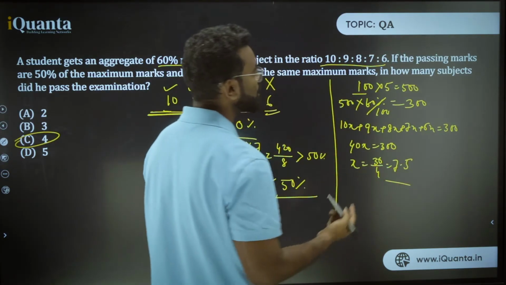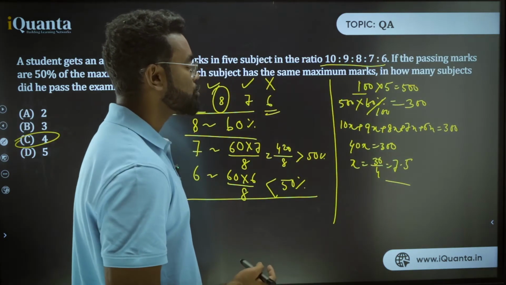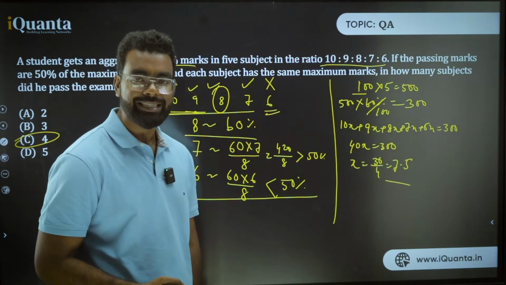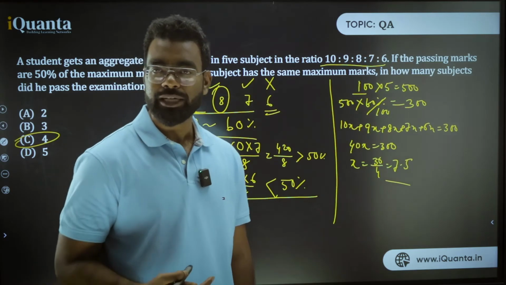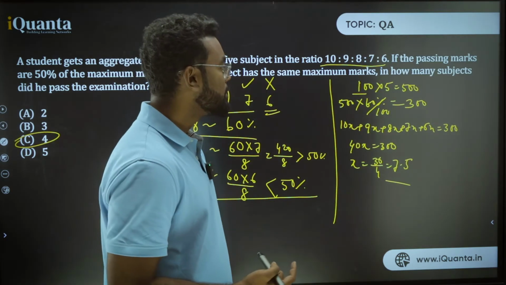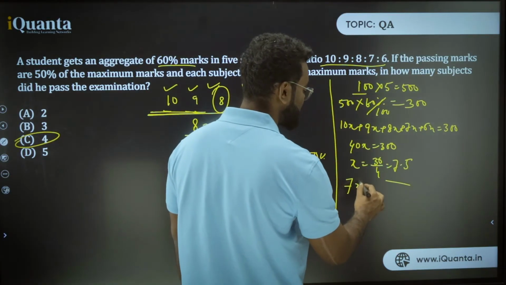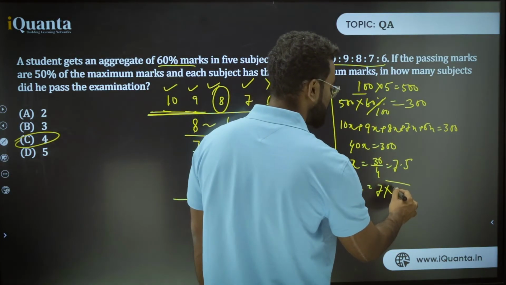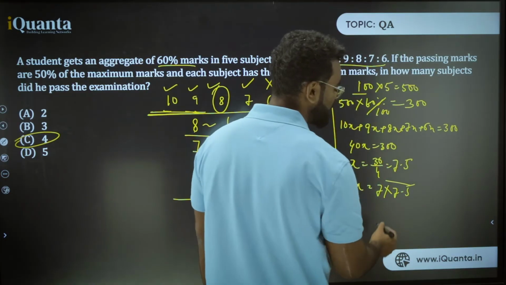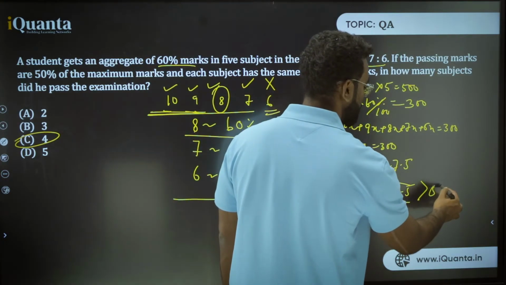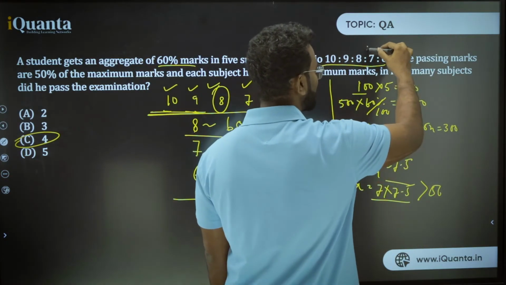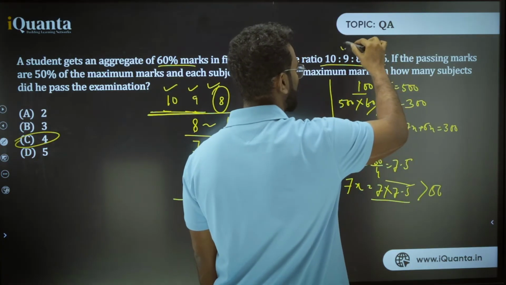Now you can find all the values of 10x, 9x, 8x, 7x and 6x. And you can find in which subject he actually scored more than 50% or not. So let's think about 7x. In case of 7x, what is it? 7 into 7.5 is more than 50. So hence in 7x, basically he passed. So if he passed in this, he passed all these 4.